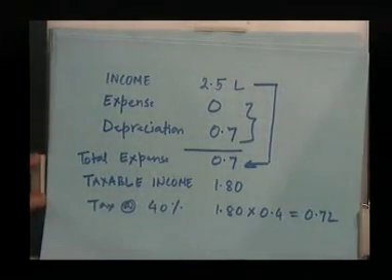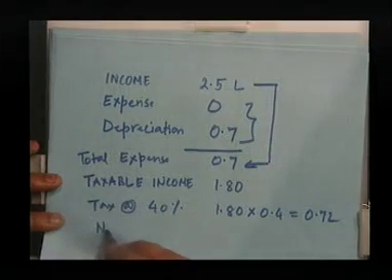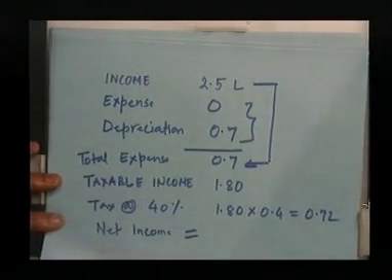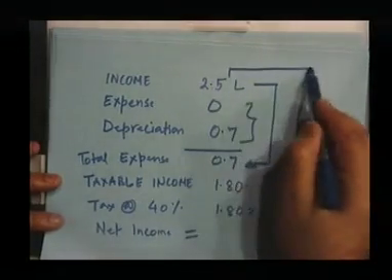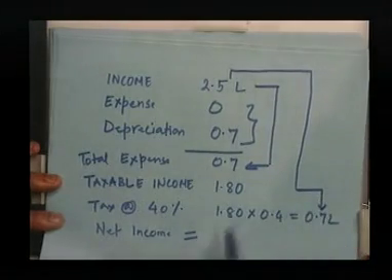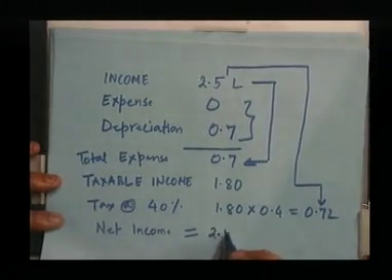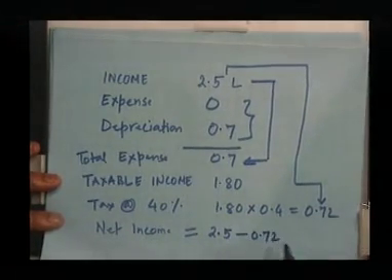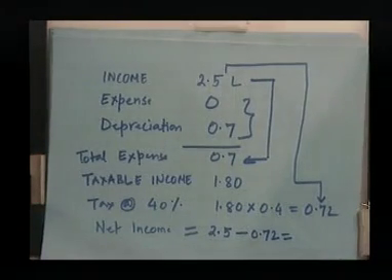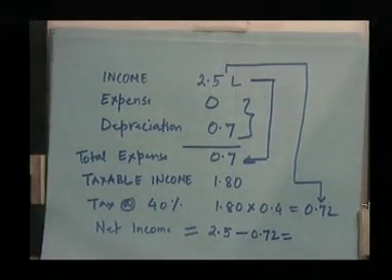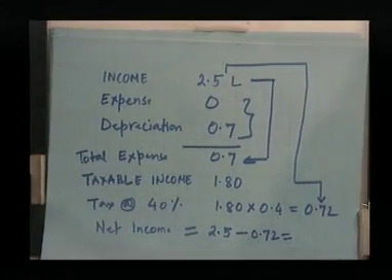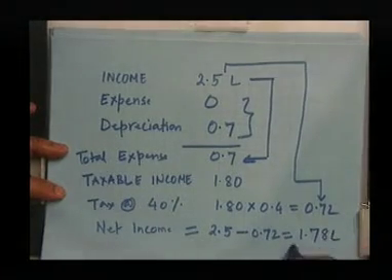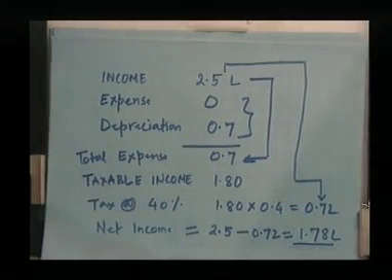So, what is the real income that you are getting? Net income. The net income which will go in the post tax cash flow diagram would be 2.5 lakhs, which was my gross income, minus 0.72. That will be equal to how much? 1.78. Yes, this is equal to 1.78 lakhs. Is it clear to you, technology class?